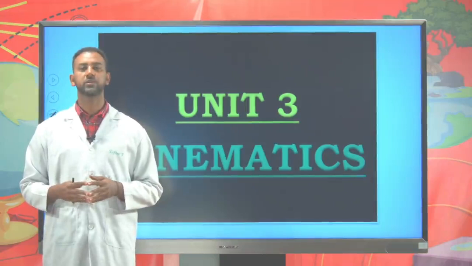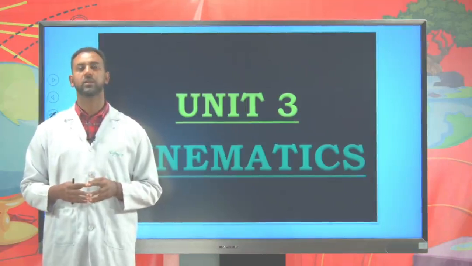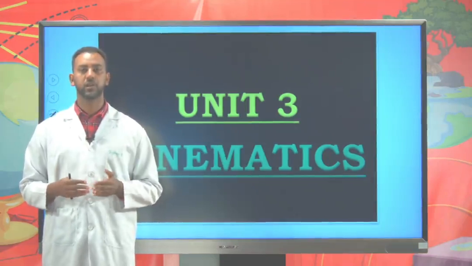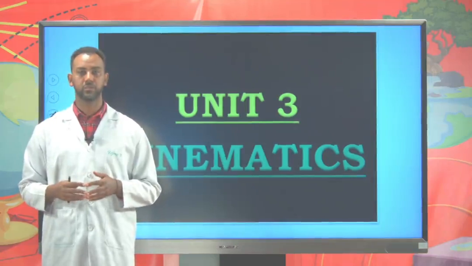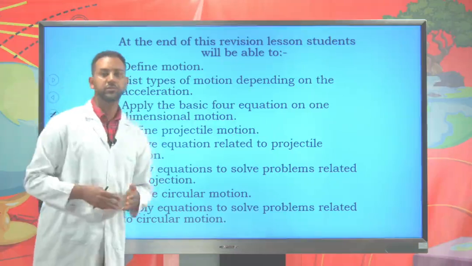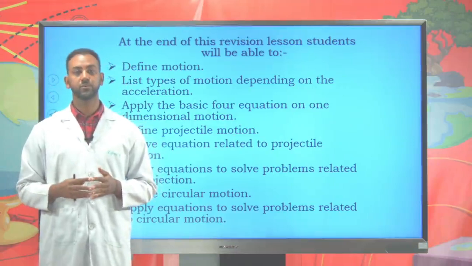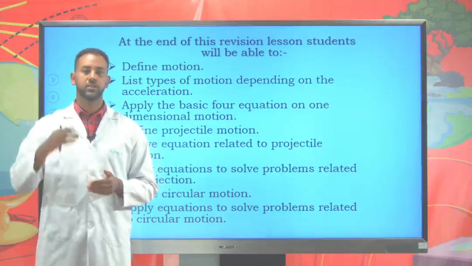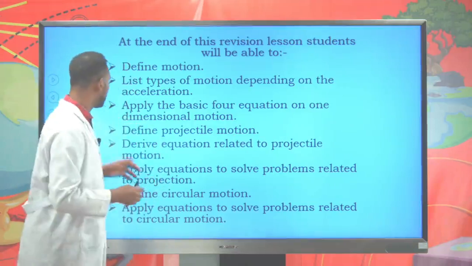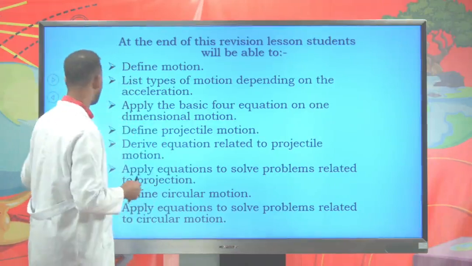And today we'll try to discuss the most important point about kinematics. In kinematics, we'll try to see about one-dimensional motion and two-dimensional motion. So in this unit, we'll try to define what motion is, and we'll try to see the different types of motion depending on the acceleration. We'll try to categorize this motion as uniformly accelerated motion and accelerating motion.